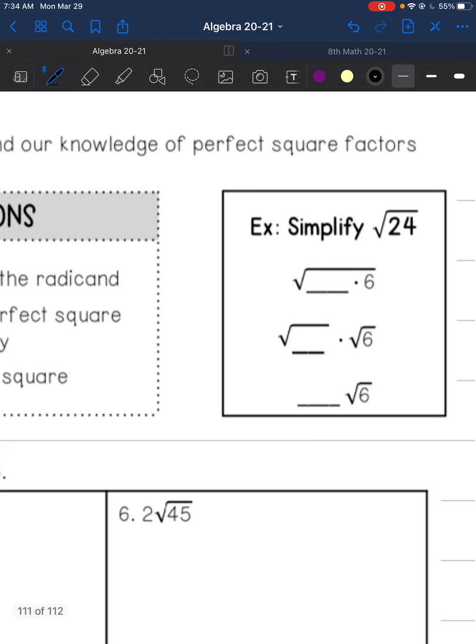Okay, so we're going to simplify the square root of 24. We know that 4 times 6 equals 24. So we're rewriting that: this was the square root of AB, now we're going to write the square root of A times the square root of B. Take the square root, the positive or principal root. 2 square root of 6 is a simplified version of the square root of 24.